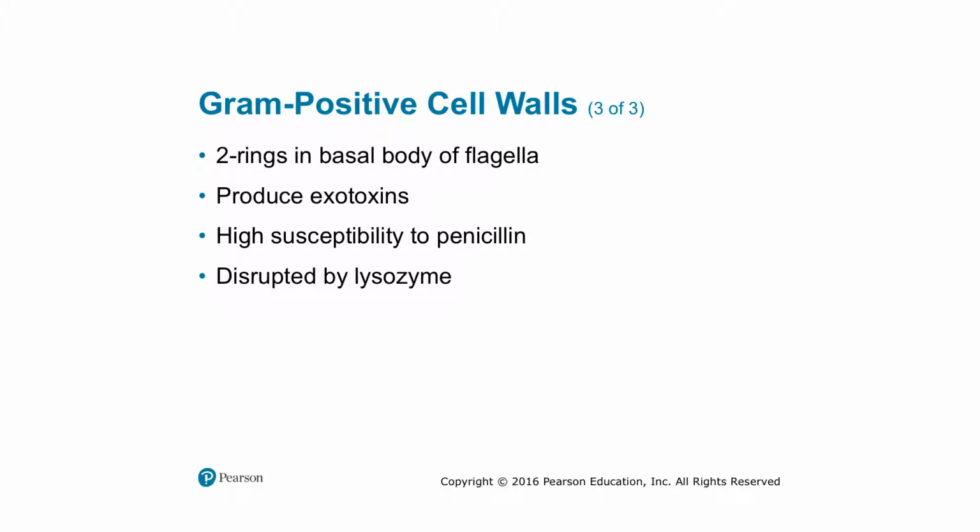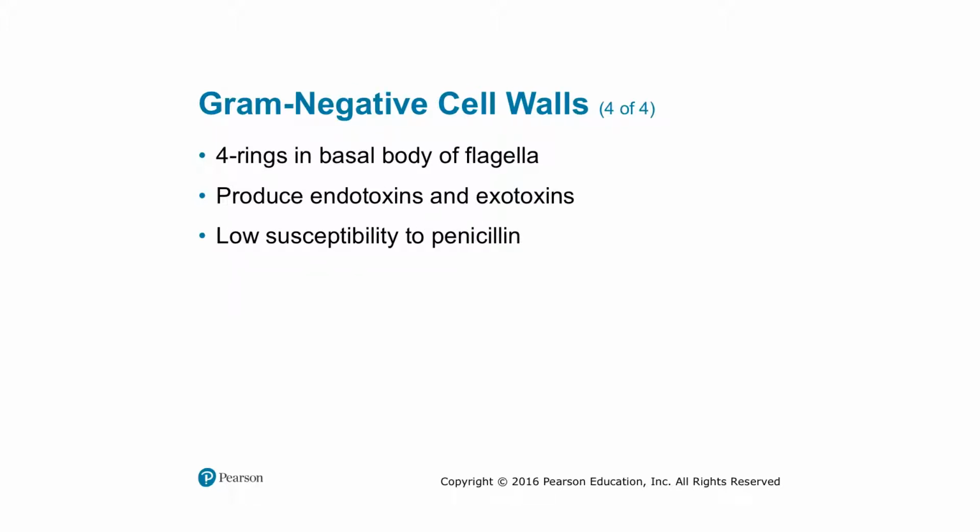So in gram-positive cell walls, there's two rings in the basal body of flagella. They produce exotoxins, and they're highly susceptible to penicillin. These can also be disrupted by lysozyme. In gram-negative cell walls, we've got four rings in the basal body of a flagella, and they produce endotoxins and exotoxins. They have a very low susceptibility to penicillin.